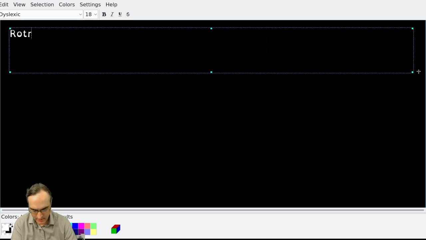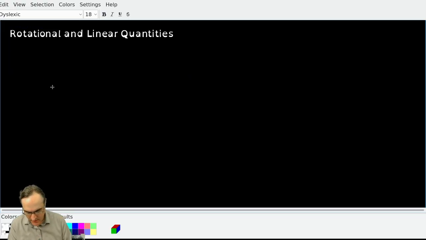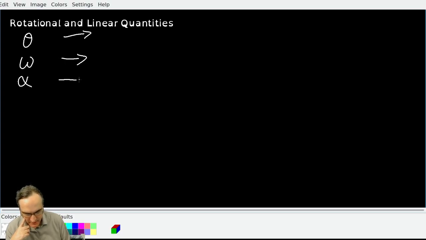We are talking rotational and linear quantities and the relationship between them. We've already discussed in this chapter the idea of angular position, angular velocity, and angular acceleration. And we want to relate those back to linear quantities. So we want to think about, say, the arc length, the distance that you travel as you rotate through some angle.